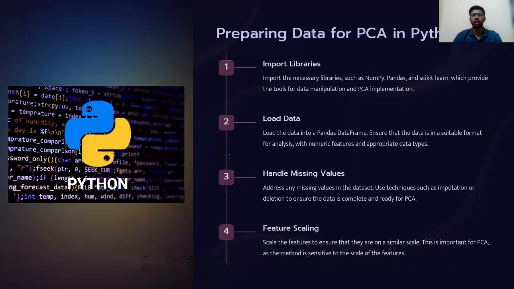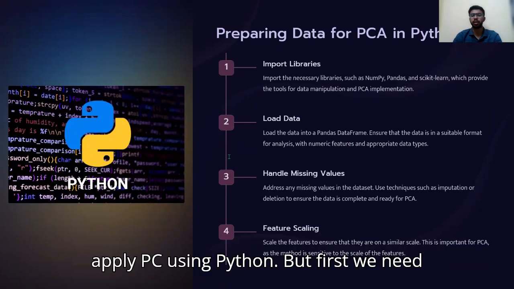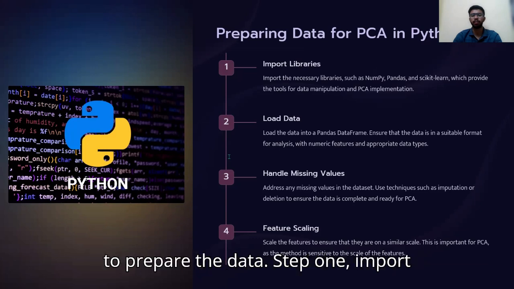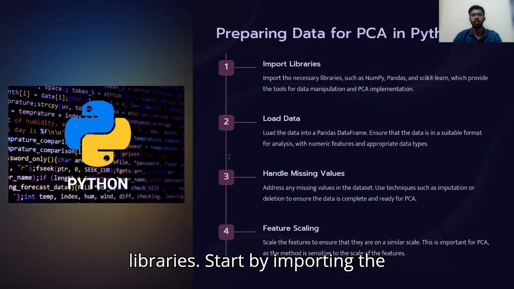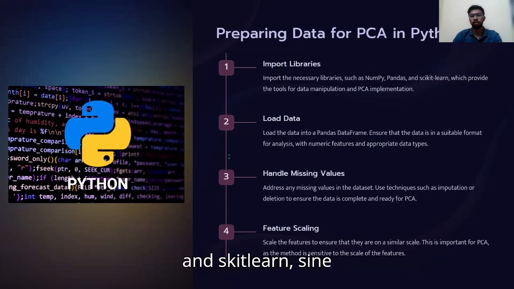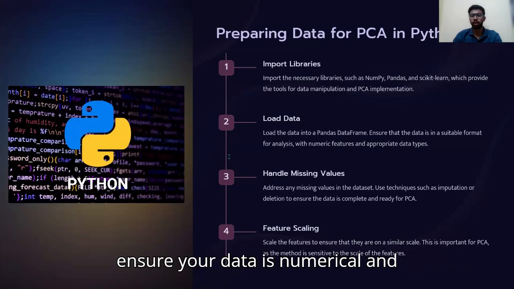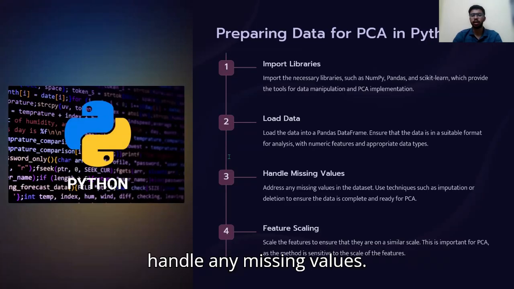Next, we have preparation of data for PCA in Python. Now let's see how we can apply PCA using Python. But first we need to prepare the data. Step 1. Import libraries. Start by importing the necessary libraries like NumPy, Pandas, and scikit-learn. Step 2. Load and preprocess data. Next, load your data into a Pandas data frame. Ensure your data is numerical and handle any missing values.